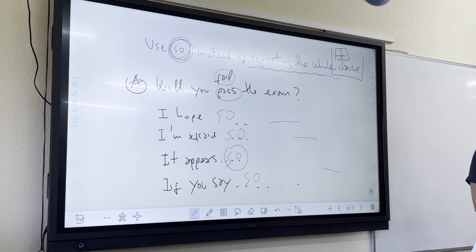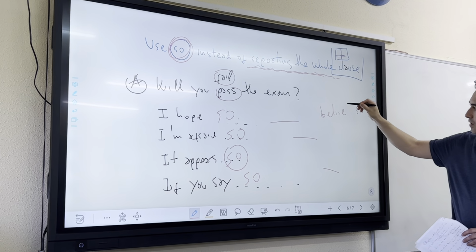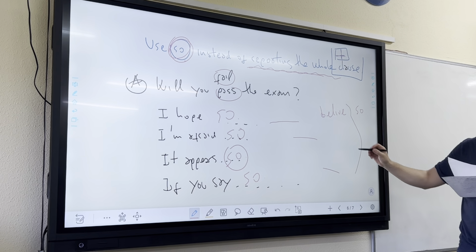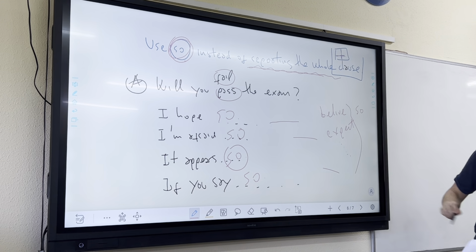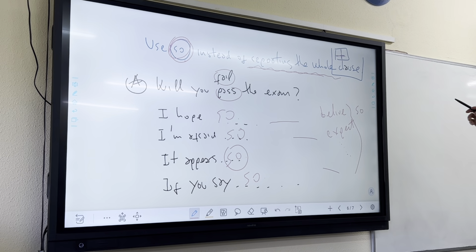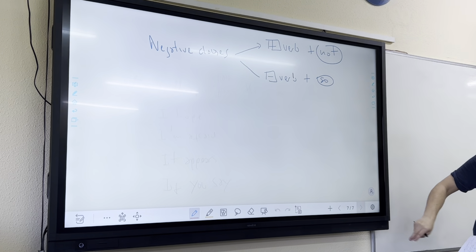So yeah, the use of so, Alba, in order to avoid repeating the whole sentence in your response. Yeah. I hope so. I'm afraid so. It appears so. If you say so, you can also say, I suppose so, I believe so. There are many other ways, yeah? I believe so. I expect so. Many others, okay? There's a selection of words. These are probably the most common ones, yeah? I believe so. I expect so.